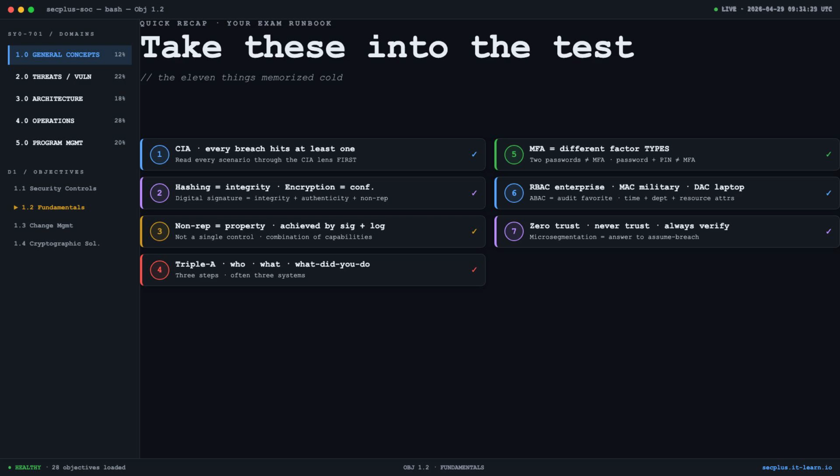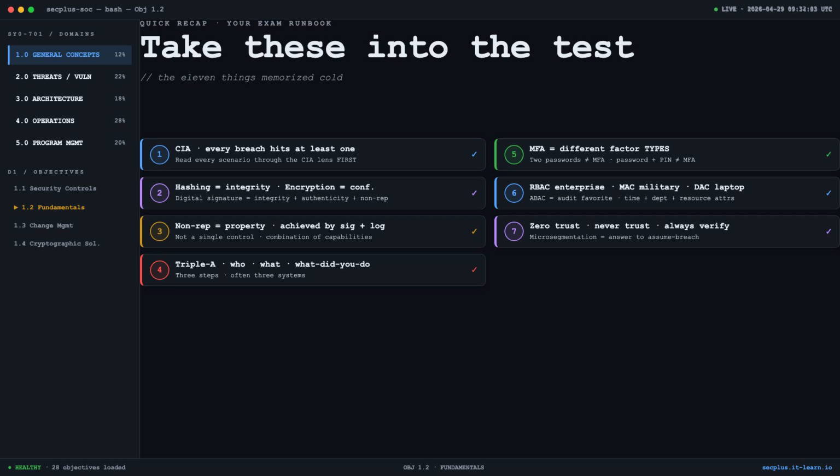9. Honeypot equals one system. Honeynet equals network. Honeyfile equals fake file. Honey token equals fake credential. All detective. 10. Least privilege is a principle of both zero trust and general access control. 11. Hashing equals integrity. Encryption equals confidentiality. Digital signature equals integrity plus authenticity plus non-repudiation. 3 primitives, 3 properties. Memorize the mapping.